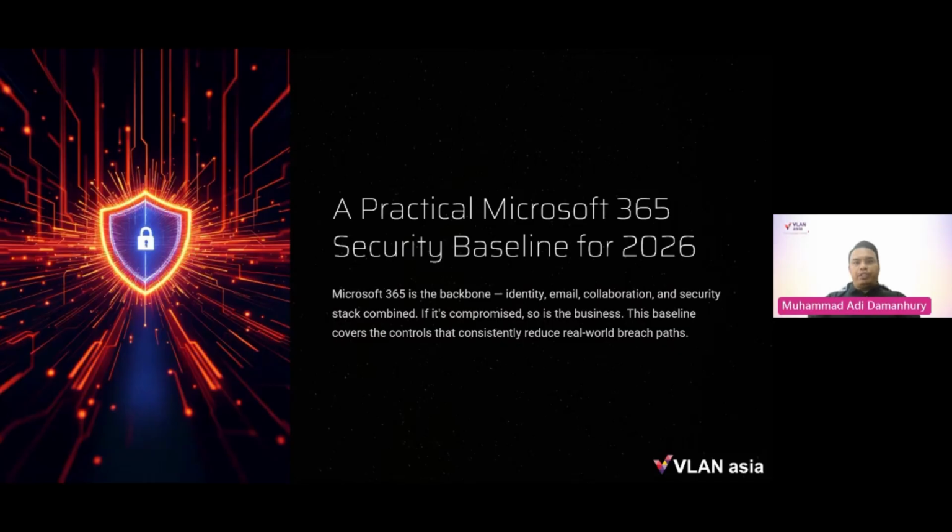So practically, Microsoft 365 security baseline for 2026. For a growing number of organizations, Microsoft 365 is not just another SaaS product. It's the backbone: identity, email, collaboration, file storage, and increasingly the security stack itself. Entra ID is the identity provider, Exchange Online handles email, SharePoint and OneDrive hold documents, and Teams runs communication for many environments. If Microsoft 365 goes down or gets compromised, so does the business.